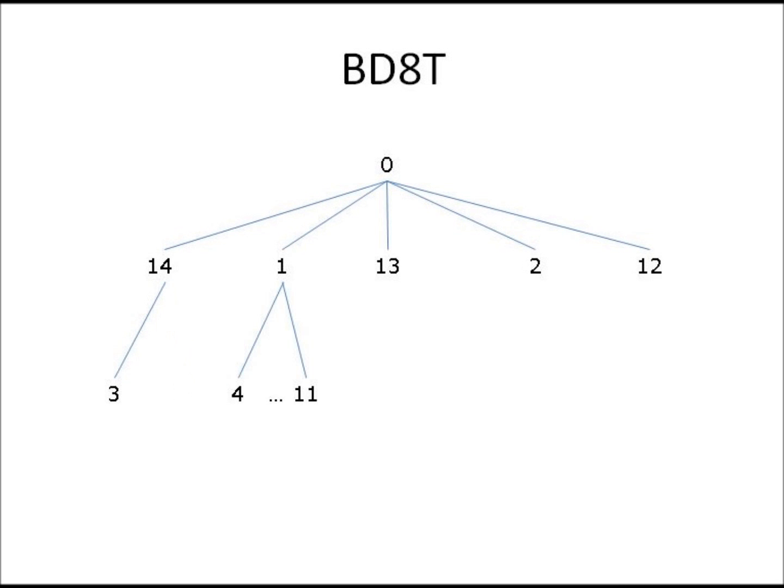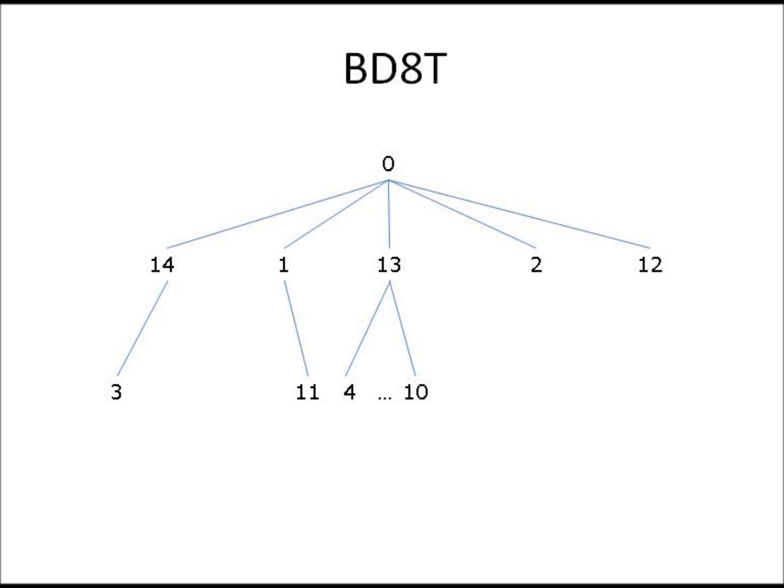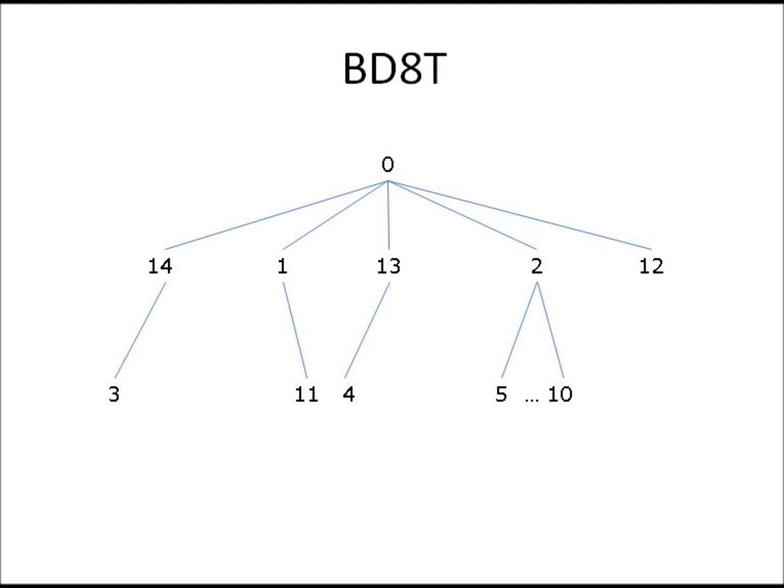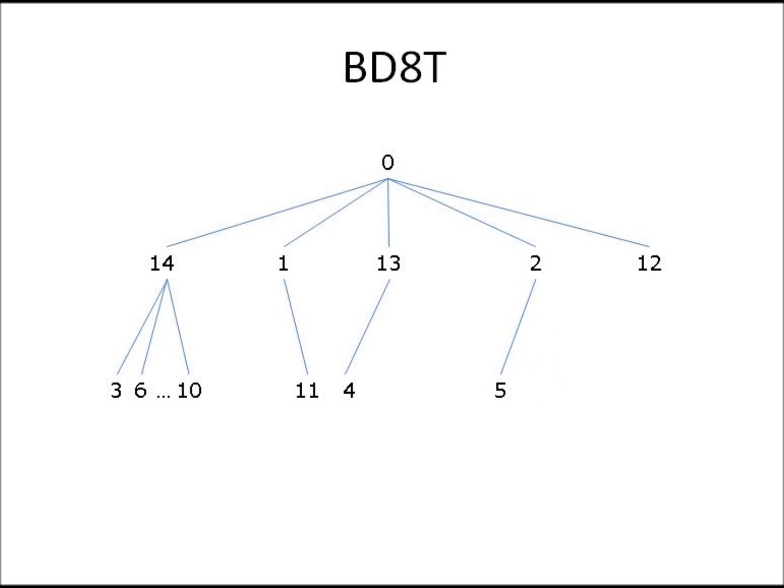We can do this since 14 plus 1 is 15, as is 14 plus 11, 5 plus 10, 6 plus 9, and so on. Next, we transfer the vertices with weights 4 through 10 from 1 to 13, as pictured. Third, we transfer the vertices with weights 5 through 10 from 2 to 13. Fourth, we transfer the vertices with weights 6 through 10 from 2 back to 14. This concludes the first 4 steps of the BD8T. In each of these steps, as many vertices as possible are transmitted from one parent to the next.